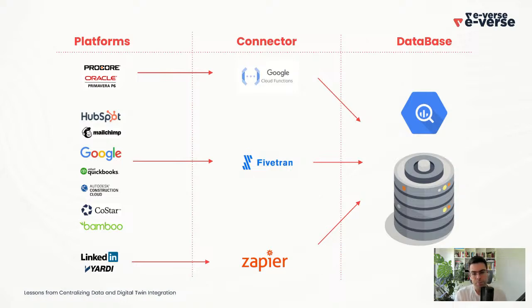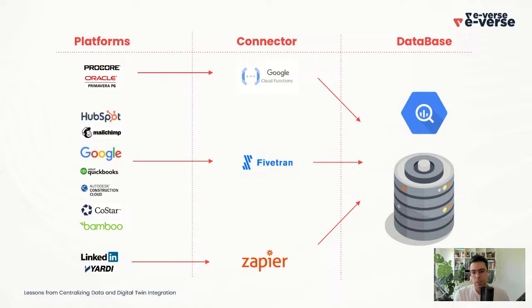It's pretty simple. In some cases, we wanted to use Fivetran for everything, but Fivetran, I think, has hundreds and hundreds of connectors, but there are thousands of platforms out there. So they didn't have the LinkedIn and Yardi connectors, so we had to use Zapier for that.